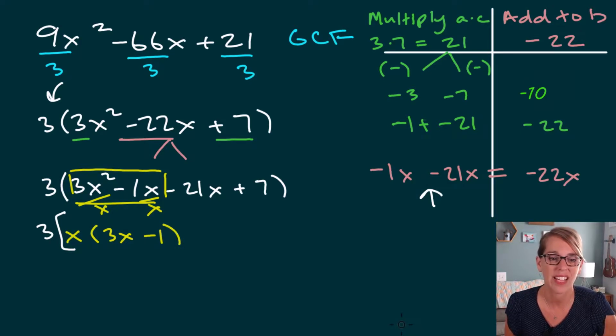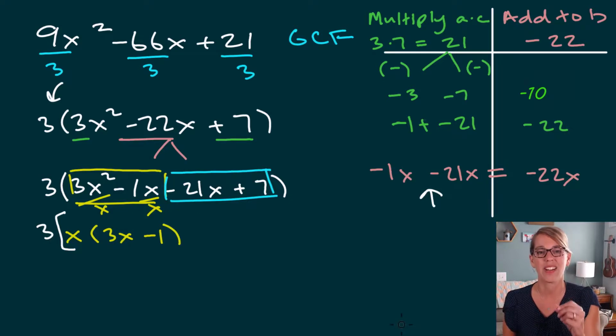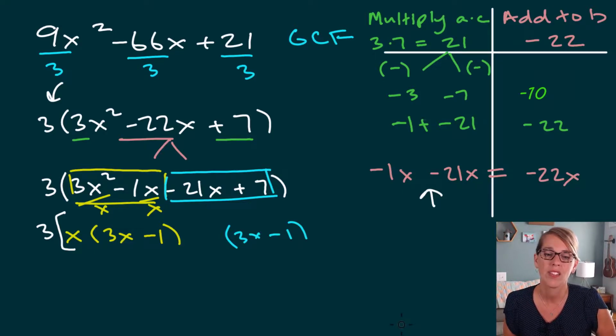Now I've got my second pair. I'm going to make sure and grab that negative sign. Negative 21x plus 7. Now I know exactly what I want in the parentheses, right? I want this to match: negative 3x minus 1. So what do I need to factor out here? Definitely a 7, but I want the signs to be opposite. So I need to factor out a negative 7. Look how easy that is once you know what your goal is.